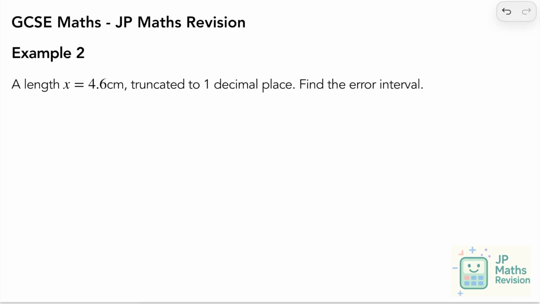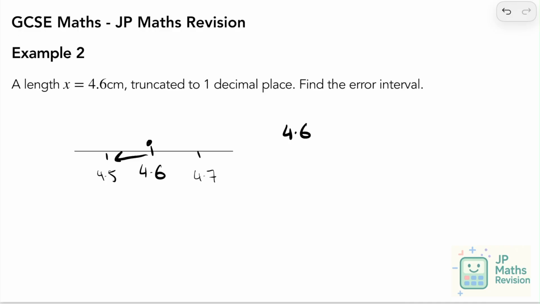Here's another example. A length x equals 4.6 centimetres, truncated to one decimal place. Find the error interval. So this is a little bit different. If we draw this out on a number line, we have 4.6. Now the numbers either side of 4.6 to one decimal place would usually be 4.5 and 4.7. But we don't need to include anything to the left of 4.6 because it's been truncated. We know that the first digit after the decimal place must be a 6. So the lower bound is going to be 4.6 because that's the smallest it could be.